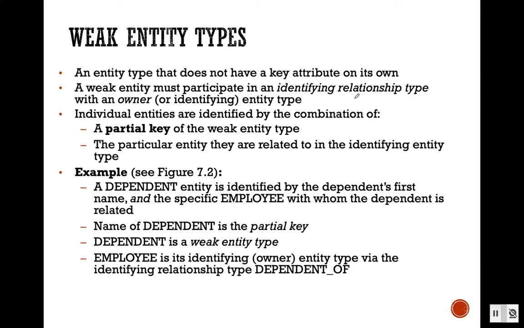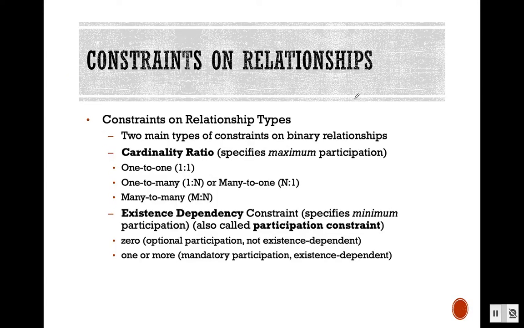We'll talk about weak entity types, but before that we want to talk about different constraints on relationships. In the relationship type, we can have two different types of constraints. Cardinality ratio specifies the maximum participation on both sides. We can have three types of cardinality ratio: 1:1, 1 to many or many to 1, which are actually the same thing, and many to many.